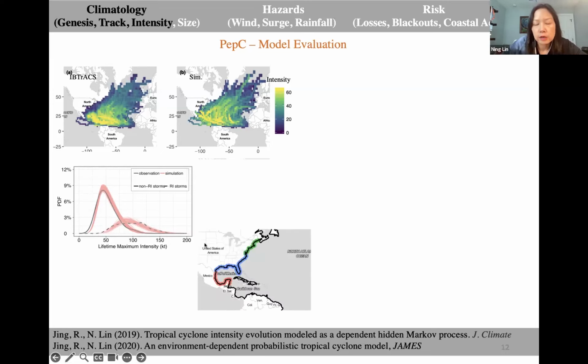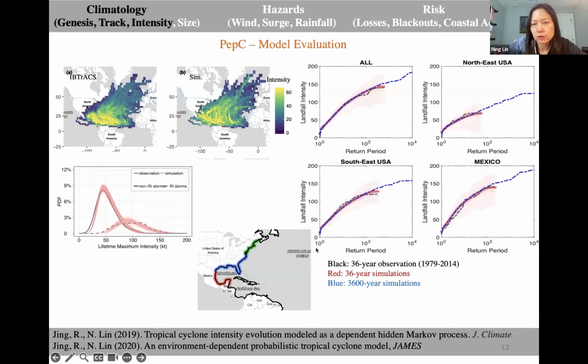And then we look at the overall model performance at landfall. Here we divide the coastline into 3 sections and then look at the landfall intensity as a function of return period for each of the sections and for all the coastline. The black is 36-year observation. Red is 66-year simulations. They compare very well, but we can simulate as long as we want. Here the blue is 36,000-year simulations, so we can look at extremes that are beyond the historical record.